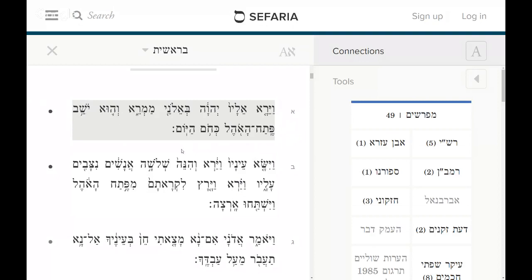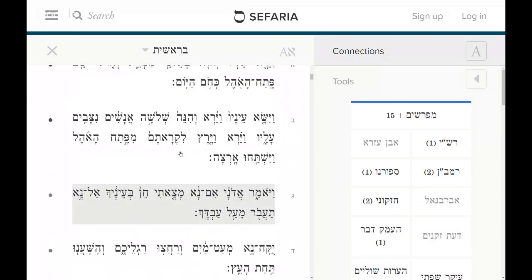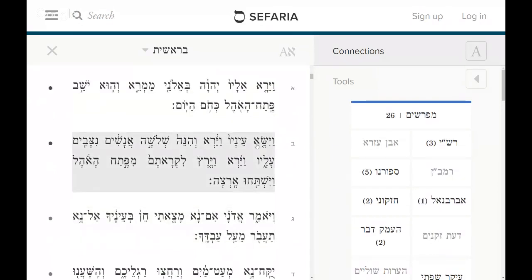I've got a couple of minutes, I'll just see how far we get with this. Here's verse 2. Vayisa einav vayar vehine shlosha anashim nitzavim alav vayar vayarotz likratam mipetach haohel vayishtachu arza.